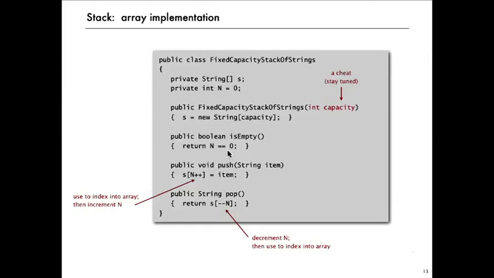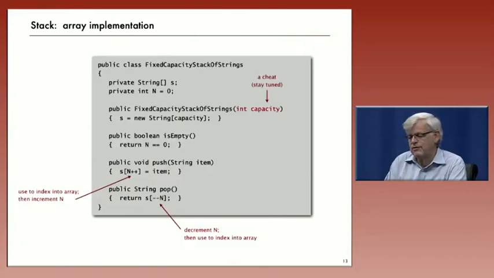To check if it's empty, we check if n is 0. To push an item, we use n to index into the array, put the item there, and then increment n. That's the shortcut in many programming languages nowadays for use the index and then increment it. And to pop, we decrement the index and then use it to return the item in the array. So each of the operations is a one-liner. And this is a fine implementation for some clients.